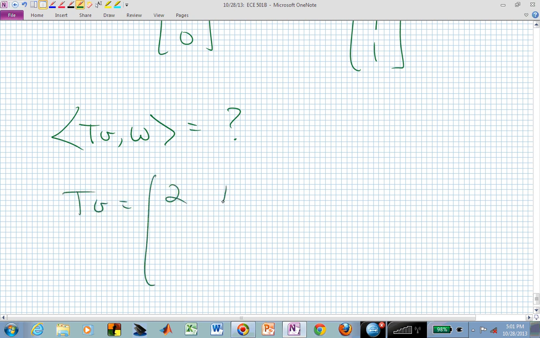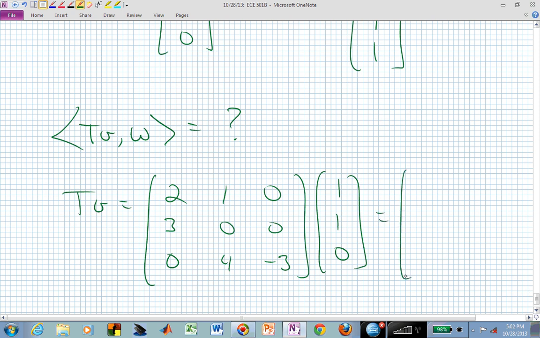T was 2, 1, 0, 3, 0, 0, 0, 4, minus 3. And V was the XY plane, sort of. I was living just on the floor with that one. I'm not vertical. So I'm vertically challenged with where I'm starting with V. It's on the floor. I guess I should have just said that's this spot on the floor. Where does that map to?